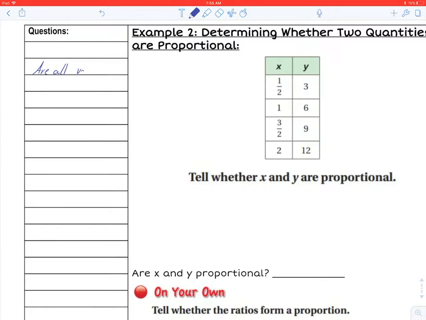Are all values of ratios x over y or y over x, either one, equivalent? If so, then the values are proportional.